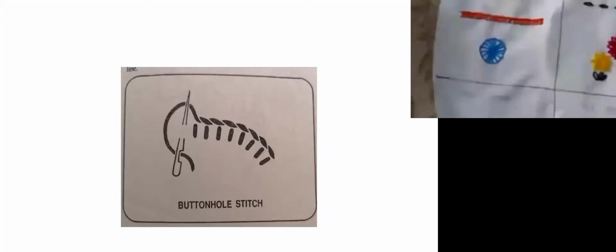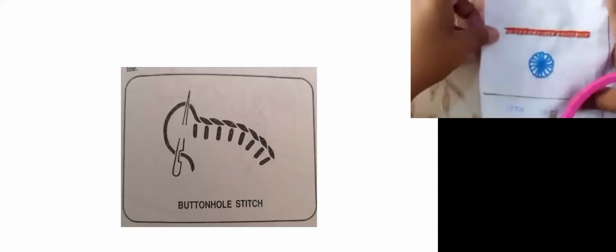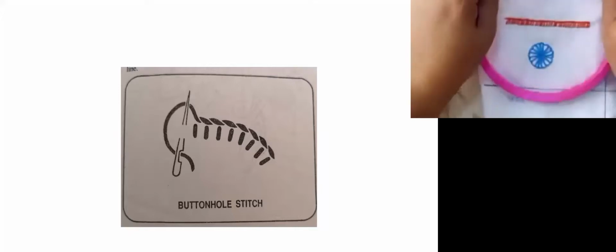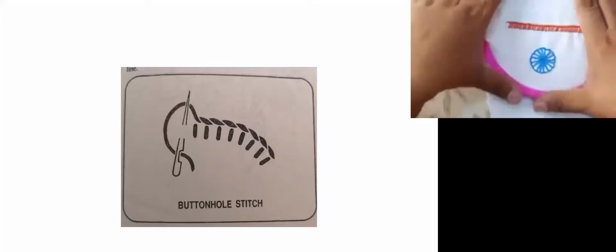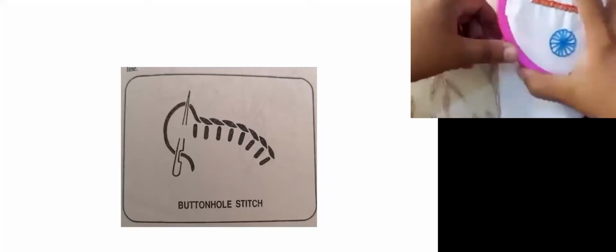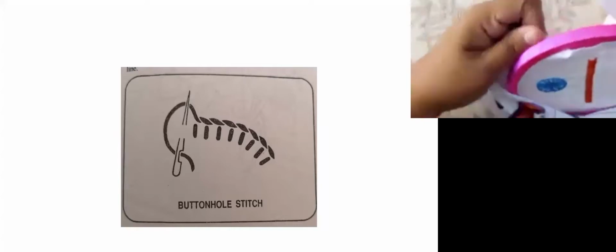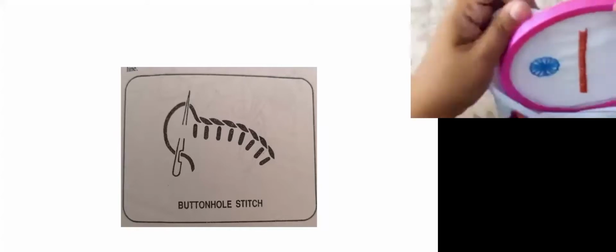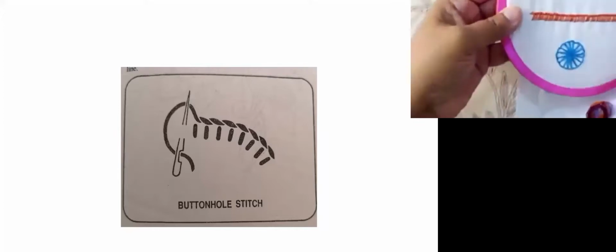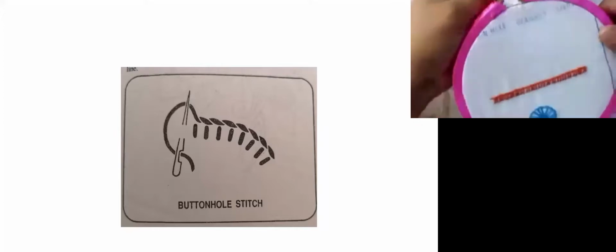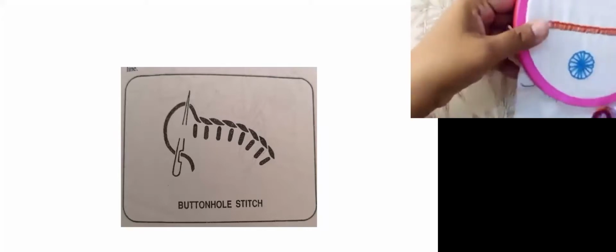The next stitch we will do is called the buttonhole stitch, or there is another name for it also, they call it the blanket stitch. You must have seen the stitches on the borders of blankets. Many a time the blankets are not hemmed properly and they give a stitch which is called the blanket stitch, just to avoid any fraying of the material.